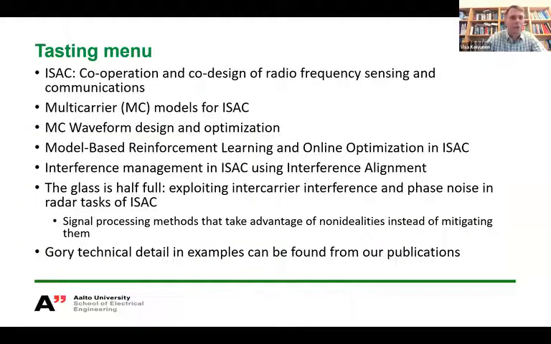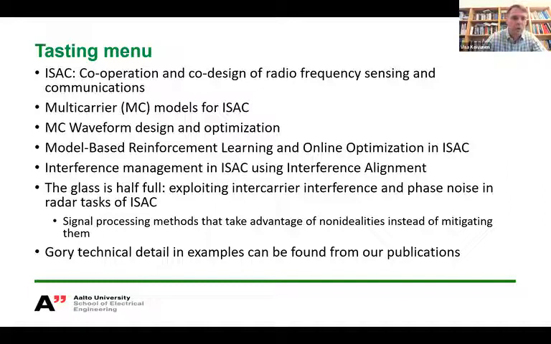Here's a brief tasting menu of today's presentation. I will first consider some of the topics related to cooperation and co-design of radio frequency sensing and communications. And then I'll describe a few ideas on multi-carrier models for integrated sensing and communications. Then I will present some examples of waveform design and waveform optimization for joint sensing and communications. Then I will address some topics on model-based reinforcement learning and online optimization in ISAC, for different tasks, so sensing and communication tasks in ISAC.